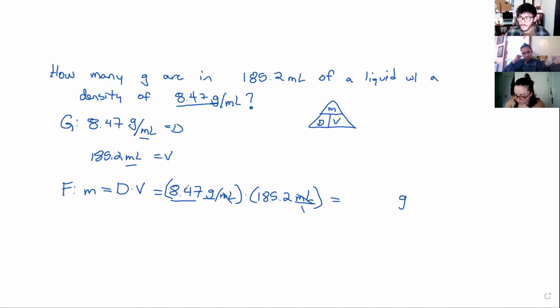We end up with a larger number with some decimals, and we only get to use 3 significant figures. This has 4 sig figs. This has 3 sig figs. We're only as strong as our least precise piece of information. So I'm going to go with 1,570 grams.